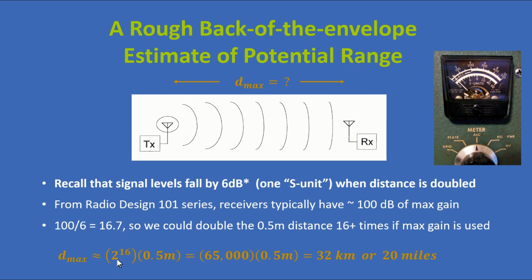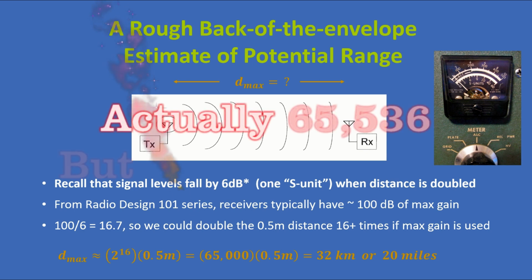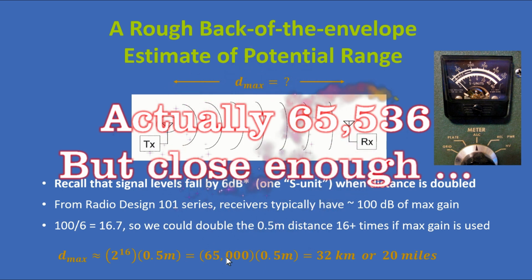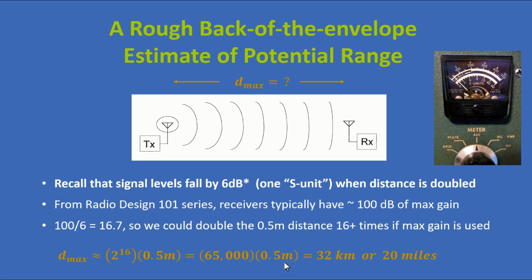2 to the 16th, what's that? Well, if you're a computer person, you know that's 65,536 or something. I just remember it's about 65,000. So I now have 65,000 times 0.5 meters, and that works out to be 32,000 meters or 32 kilometers. And for us who work in miles, that translates to 20 miles. 0.62 times whatever it is in kilometers.